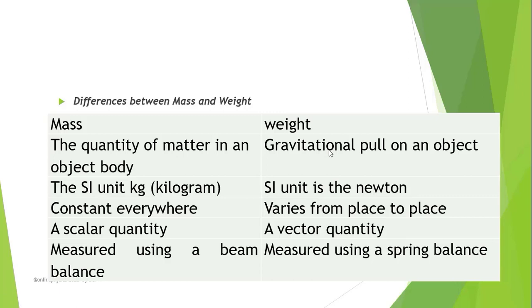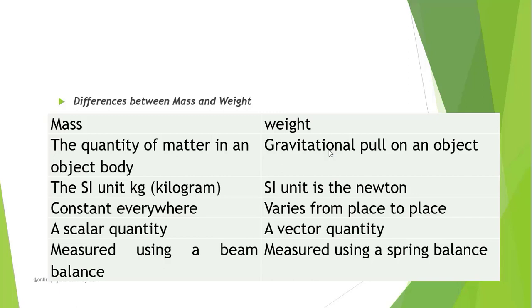Then we can give a difference based on the SI unit. What is the SI unit of mass? The SI unit of mass is the kilogram, and the symbol is kg. Then on the other side, where we have weight, the SI unit is the Newton. The symbol is capital N.